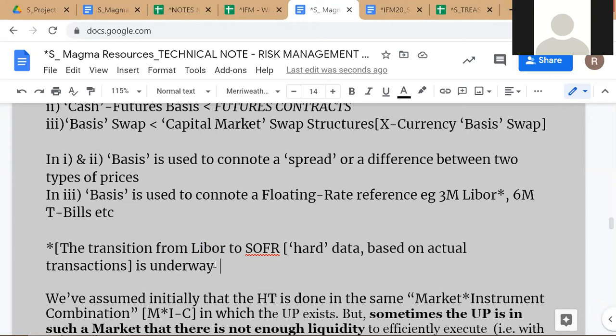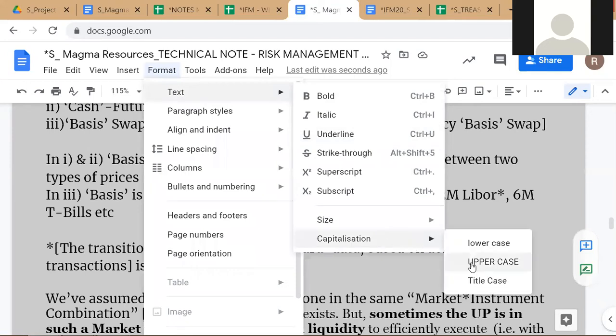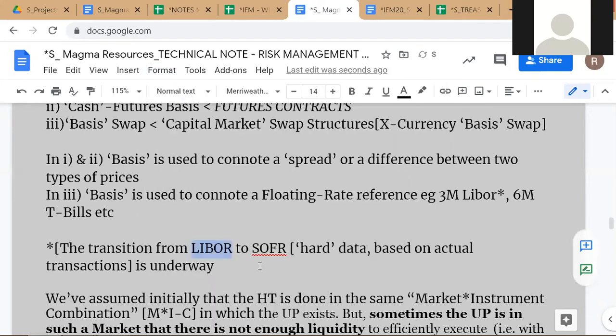Okay, the transition from LIBOR, so let's put LIBOR in caps. London Interbank Offer Rate. So this is a transition because there are trillions of dollars of loans indexed to LIBOR. So it's not going to happen overnight, but slowly they're shifting away from it. What is the main difference? You need to know all this stuff.